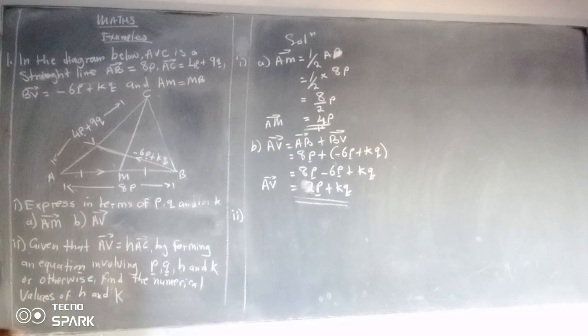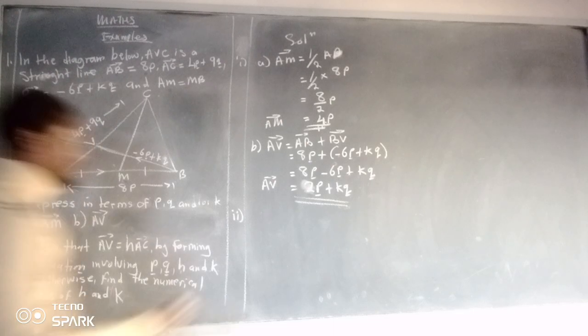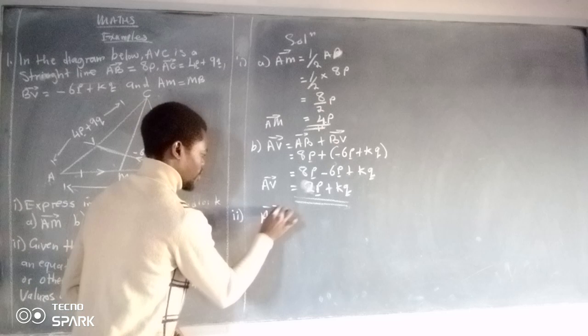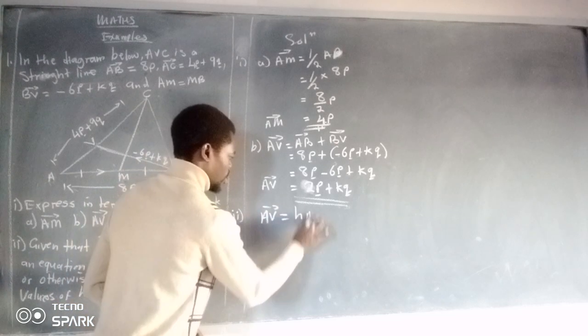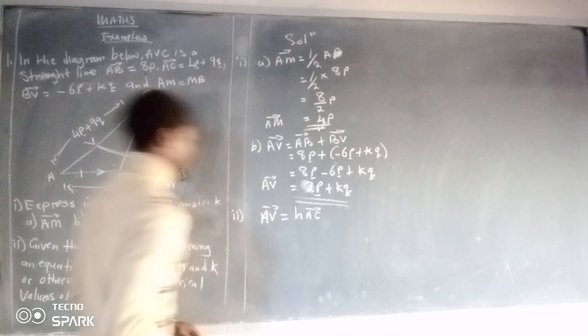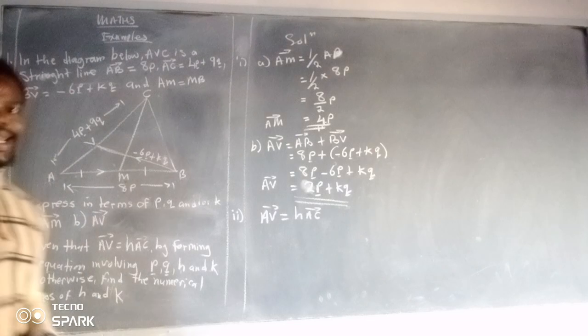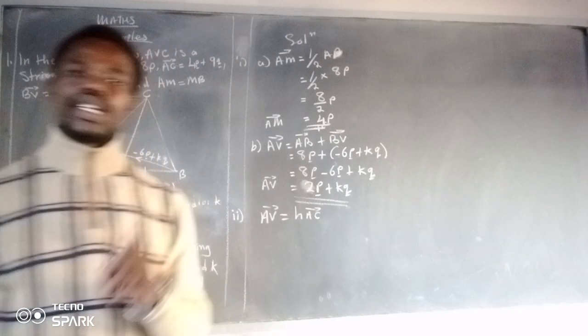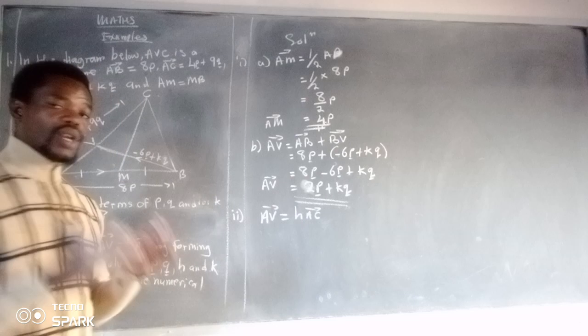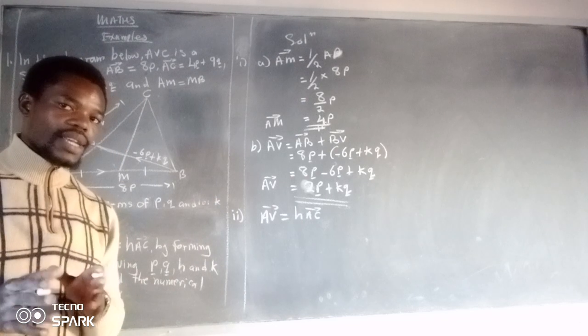Number two says, given that AV is equal to H AC, by forming an equation involving P, Q, H, and K, or otherwise, find the numerical values of H and K. So we need to find the values for H and K. So we need to form an equation. That is the first thing.